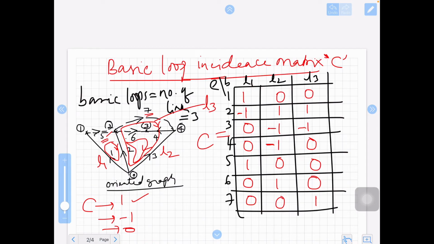So this is how one can write the basic loop incidence matrix from the given oriented graph. It is easy. Once you practice, it becomes easy.